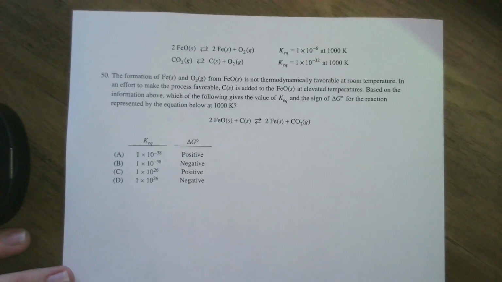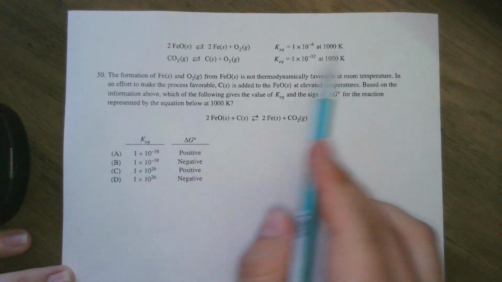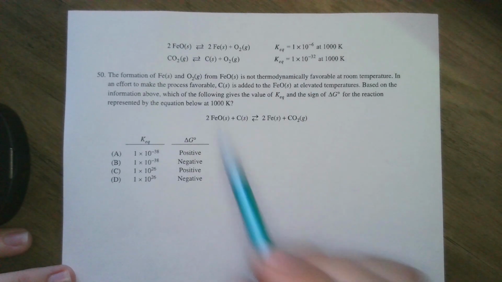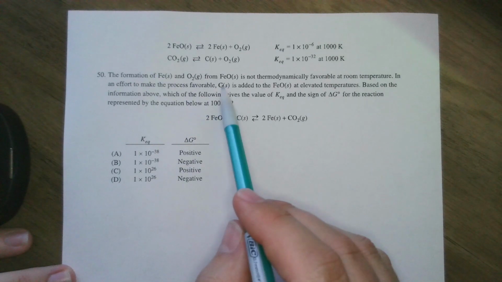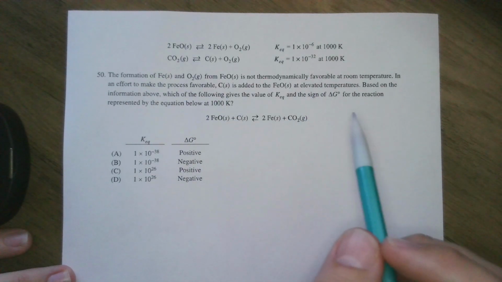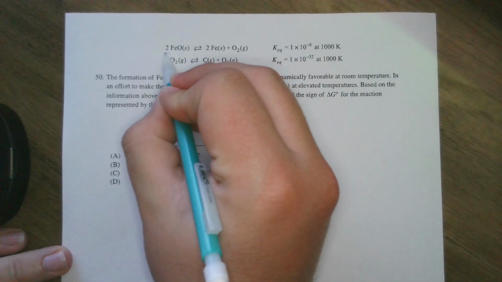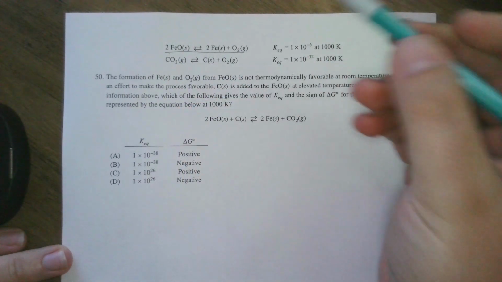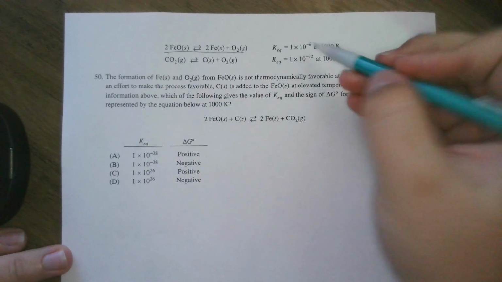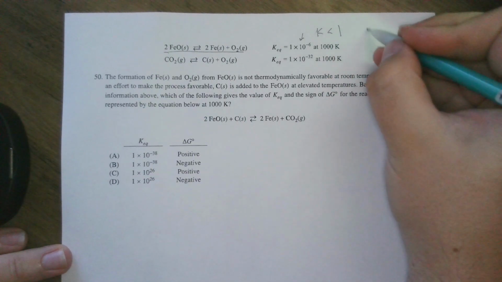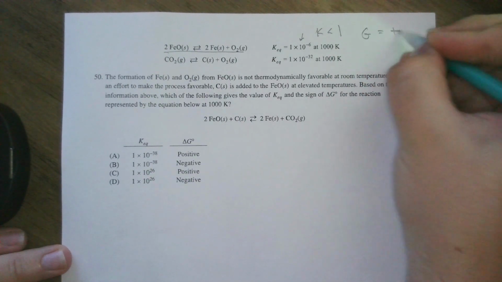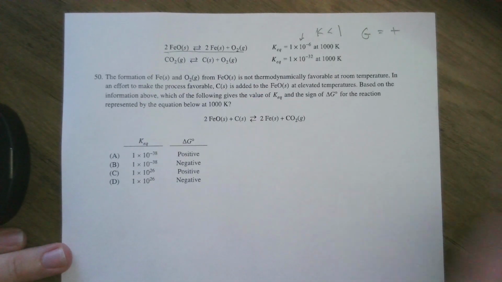All right. I have a couple of reactions with some Ks over here. The formation of Fe and O2 from FeO is not thermodynamically favorable. Okay, so this reaction at the top is not favorable at room temperature, which adds up to me because K is less than 1, which means delta G should be positive. So this reaction doesn't work at room temperatures. That makes sense with all that information up there.